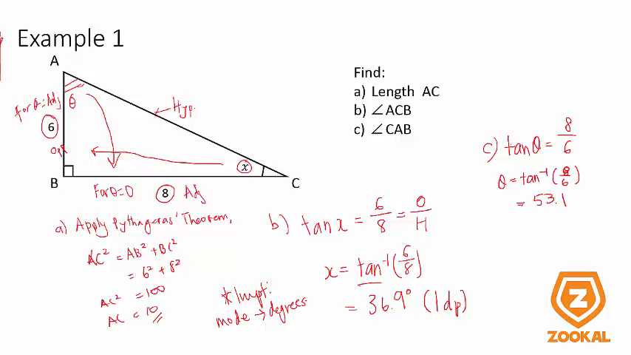This is the difficult method. Alternatively, you can do 180 minus 90 minus 36.9, and it will give you 53.1. Both answers are the same. But I want you to try this method because I want you to play with the ratio itself. I hope you were able to get the answer. It's fairly straightforward and simple.